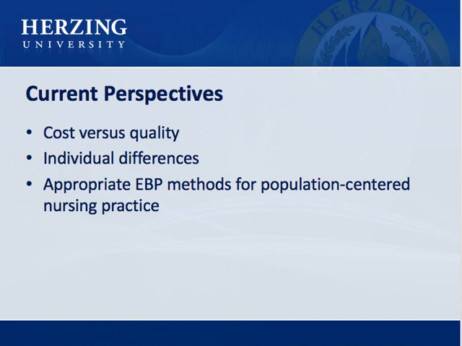Another perspective is individual differences. Evidence-based practice cannot be applied as a universal remedy without attention to client differences. Ethical practice in communities requires attention to the community differences. Appropriate evidence-based practice models for population-centered nursing practice: the nurse must ensure that interdisciplinary community health practice is acceptable to the community, using both qualitative and quantitative research approaches or the best available evidence at the time.